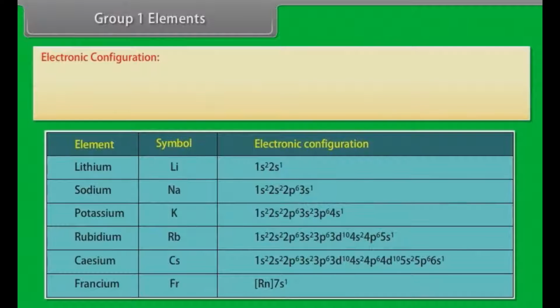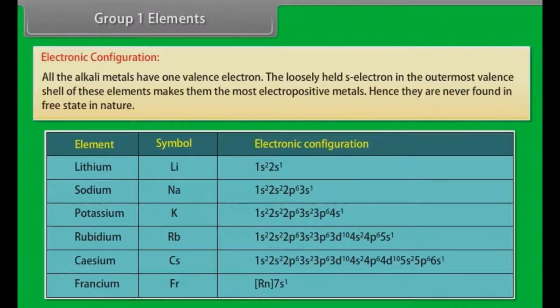Group 1 elements. Electronic configuration. All the alkali metals have one valence electron. The loosely held s electron in the outermost valence shell of these elements makes them the most electropositive metals. Hence, they are never found in the free state in nature.